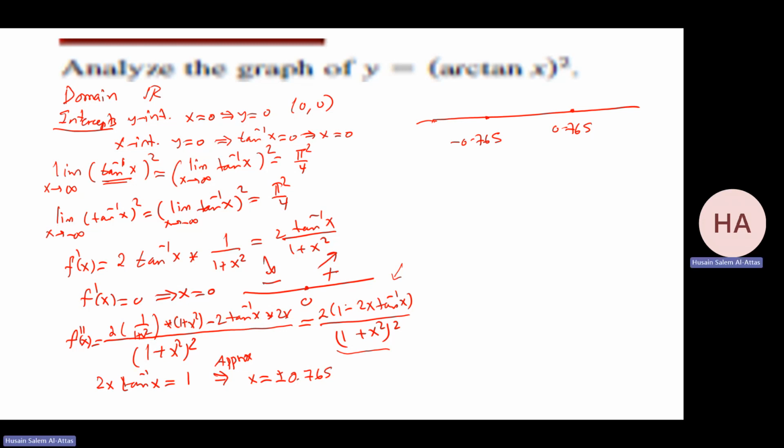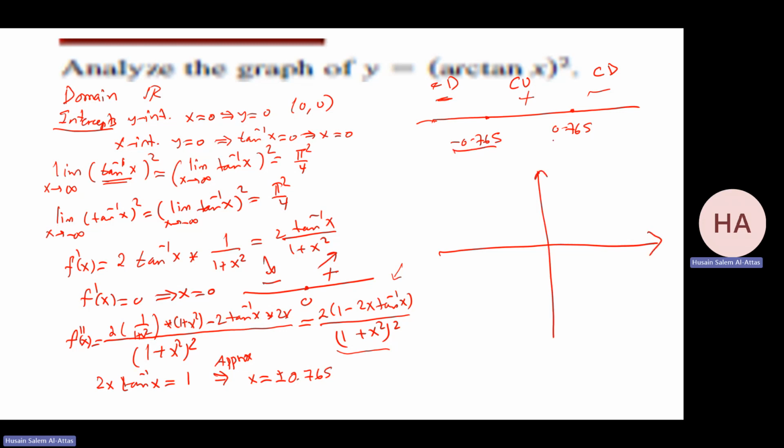Pi over 2 is more than 1, so that will be negative. But this will be 0. At 0, I have what? This is 0, that will be positive. More than 1, that will be pi over 4, still minus pi over 2, which is negative. That will be concave down, concave up, then concave down. Okay, now let me graph the function. Sketch the graph of the function.